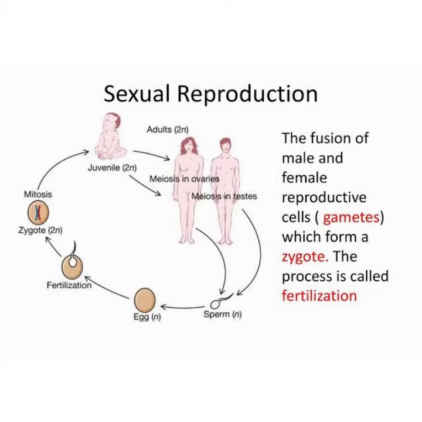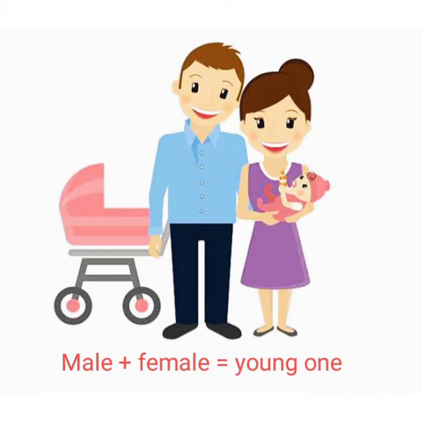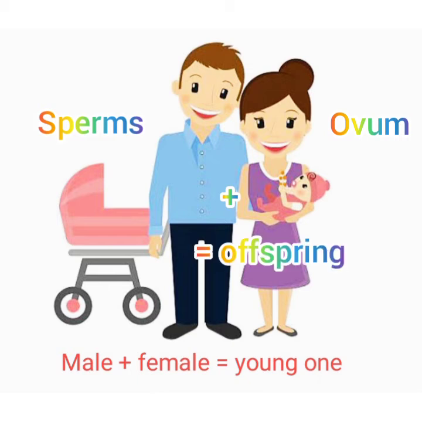In human beings, the reproductive system is highly developed. A male organism produces sperms and a female organism produces ovum. Thus, male sperm and female ovum produce a zygote. The zygote develops into a young one. In this way, this type of reproduction takes place, which we call sexual reproduction.